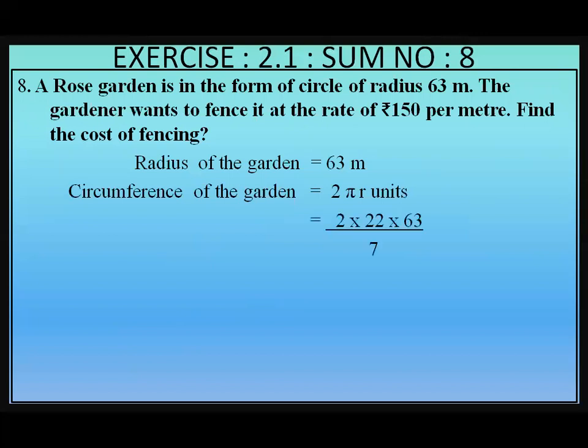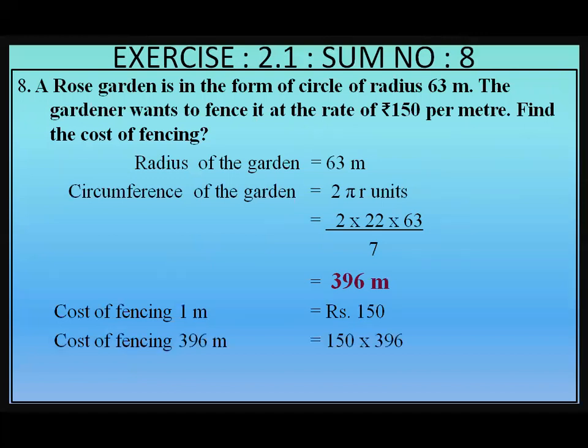So 2 into 22 by 7 into 63. 7 will cancel 63 9 times. So 9 into 2 is 18. 18 into 22 is 396 meters. The cost of fencing 1 meter is rupees 150. So cost of fencing 396 meters is 150 into 396, which is rupees 59,400.